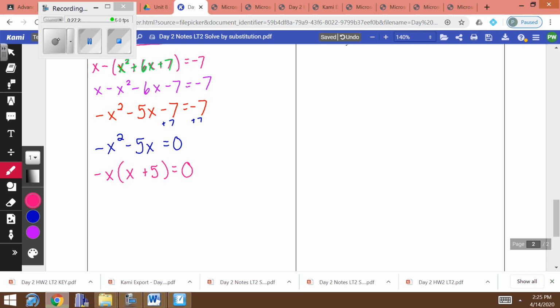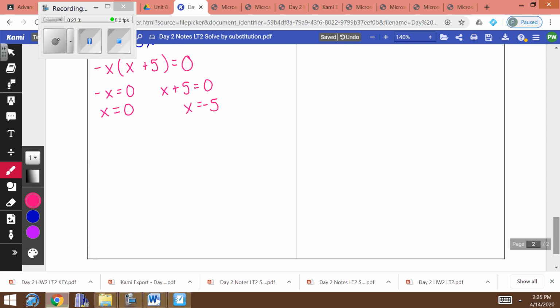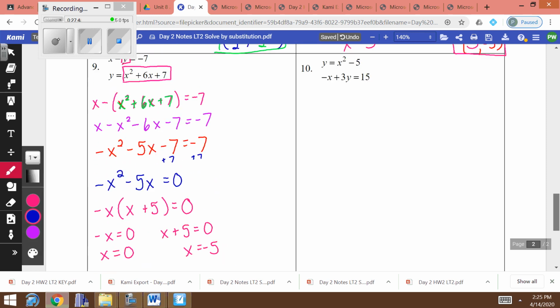So since I'm solving it by factoring, now we can set them equal to 0, and we get two answers. We get x is 0, and we get x is negative 5. So that actually means we have two solutions. If you think back to when we graphed these, a lot of times a line and a parabola intersected twice. So we have two solutions. So now we can take this and substitute it back in.